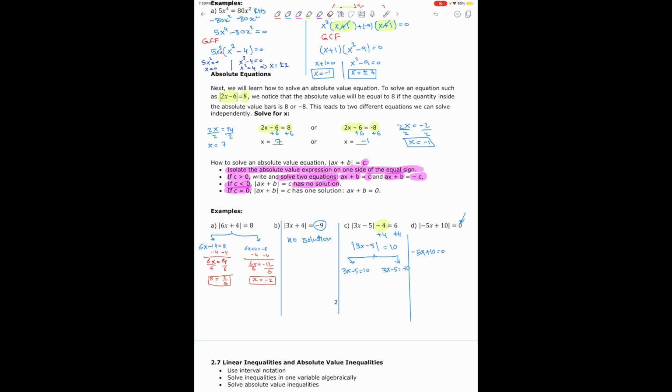And we're going to have just one option that you can solve. So we have -5x plus 10 equals 0, and then you can solve that equation. The final answer is going to be 2.